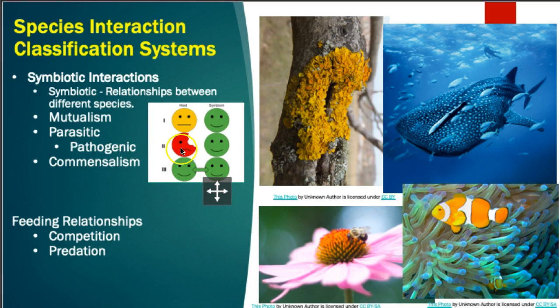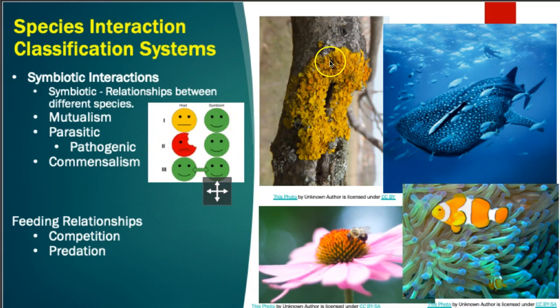We have parasitic, where one organism benefits and the other one is harmed. A parasitic relationship would be like this one here. That lichen on that tree bark there is actually eating the tree bark. The tree is being harmed by that if it goes too far into the bark and breaks through its first layer of defense for its immune system. So it's being harmed and the lichen is being helped. So we call that a parasitic relationship.